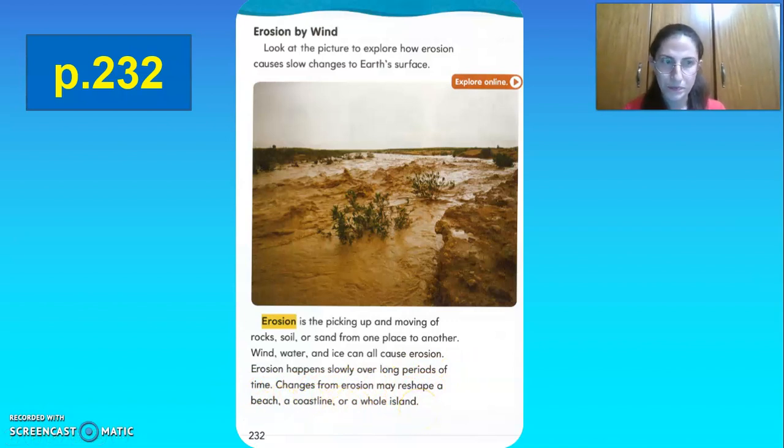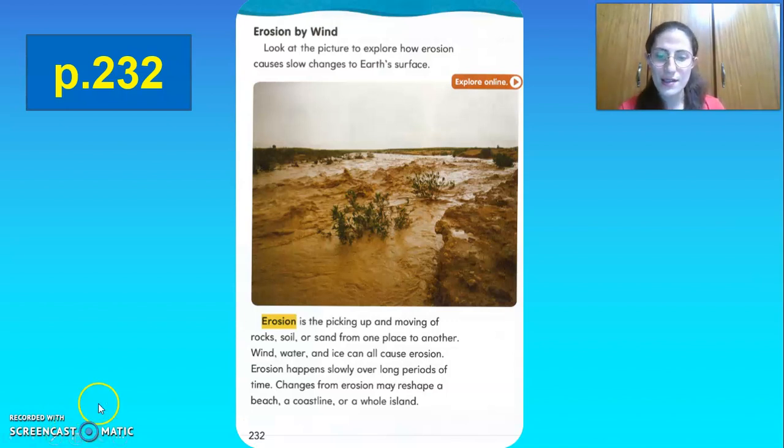So listen up. They're telling us that erosion is the picking up and moving of rocks, soil, or sand from one place to another. What picks up and moves the sand, rocks, or soil from one place to another? Either the wind, water, or ice. They can all cause erosion. Now they're telling us that erosion happens slowly over a very long period of time, so it doesn't cause a quick change like an earthquake. Instead, it takes a really long time to cause changes to Earth's surface, okay?